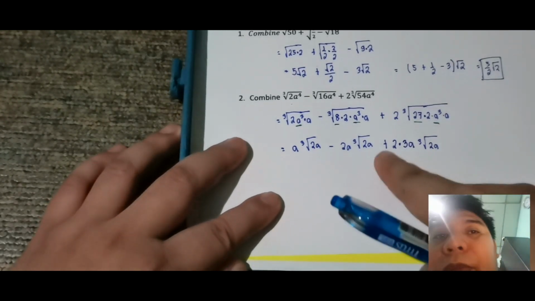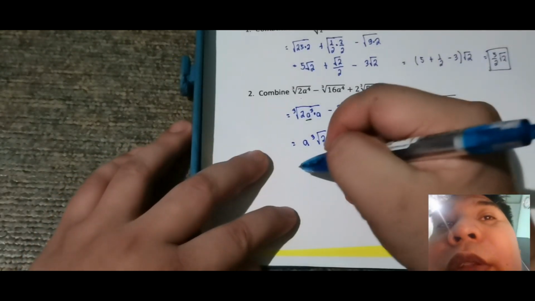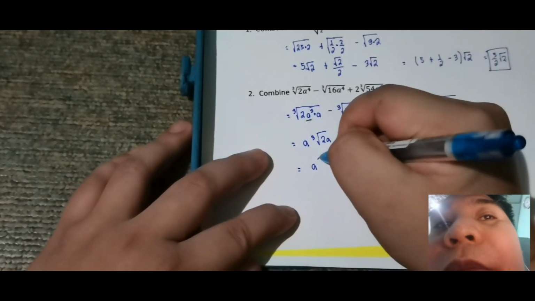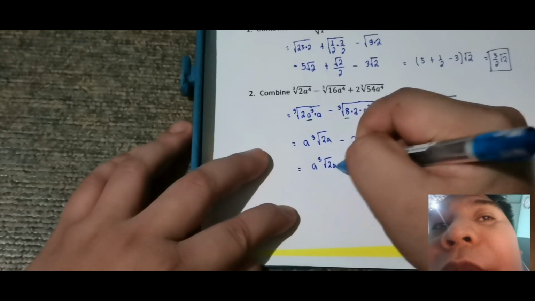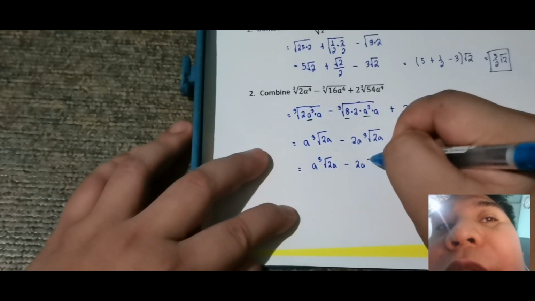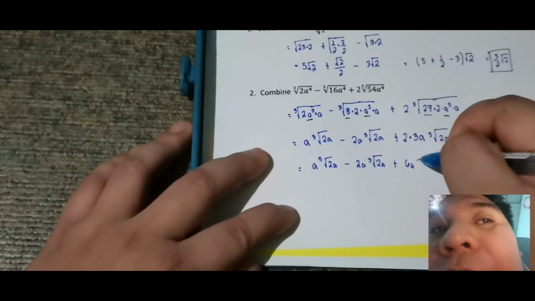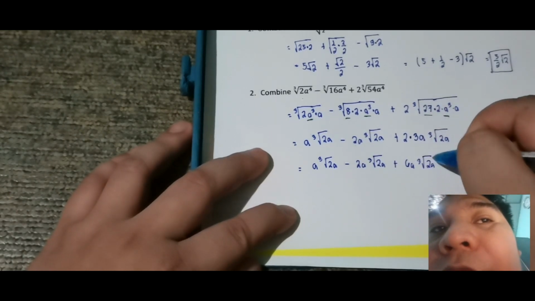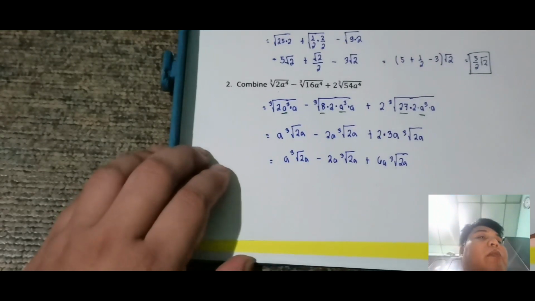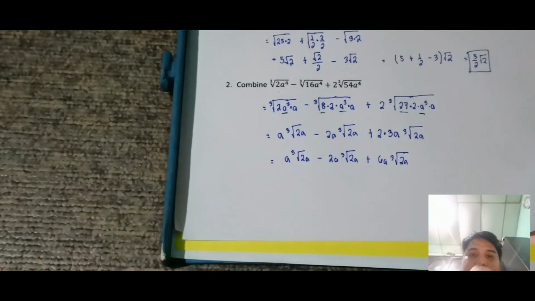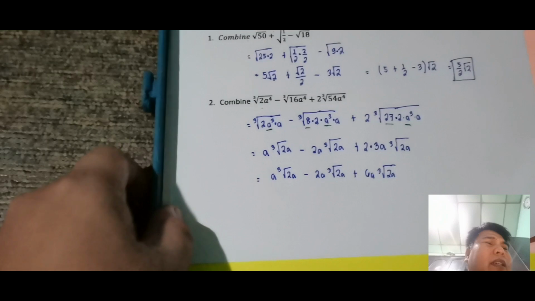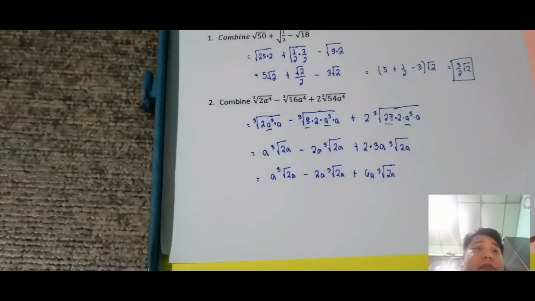Okay, so, simplify mo natin further itong part na to. So, this is equivalent sa a, cube root of 2a, minus 2a, cube root of 2a, plus 6a, cube root of 2a. Ngayon, tatanungin kita, sila ba ay similar radical? Yes, sir. Bakit? Sorry. Bakit? Index 3. Radical 2a. So, pare-parehas.